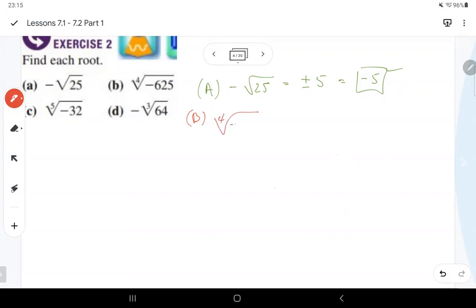4th root of -625. We have an even index, so we cannot have a negative under the radical. So this is not a real number.